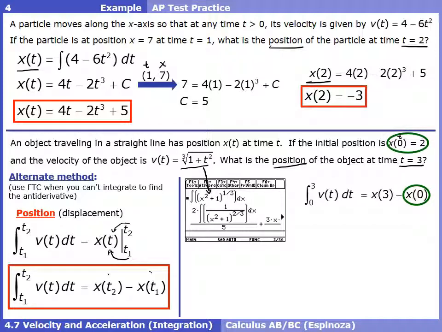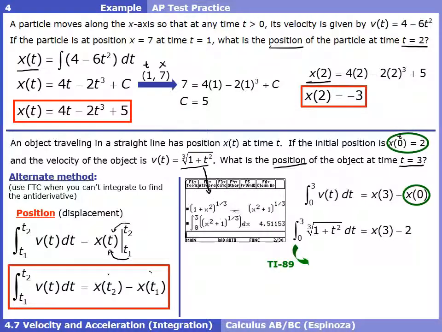We know our position at time 0 is 2. We know our velocity function is the cube root of 1 plus t squared, and we're going to integrate that from 0 to 3. That is just all TI-89. And again, this little screen that you see here already shows what I did in the TI-89, but again, you might want to pause and take the time to see if you can do this. If you need a reminder of how to type this in your calculator, look back at 4.4 for that reminder.